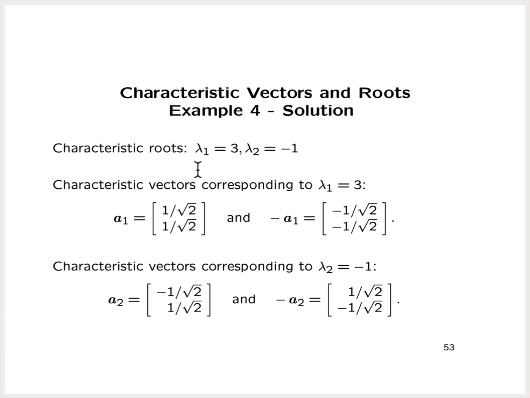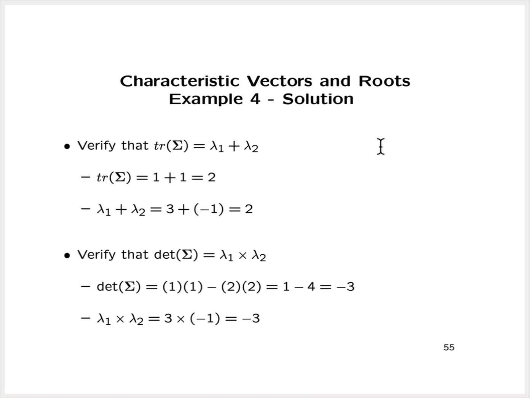Okay, so here the characteristic roots are lambda 1 equal to 3 and lambda 2 equal to negative 1. All right, we've seen those values before. Verify that the trace of the matrix is equal to the sum of the characteristic roots. We said that the trace was 2. The sum of the characteristic roots, 3 plus negative 1, is also 2. All right, so that relationship holds.